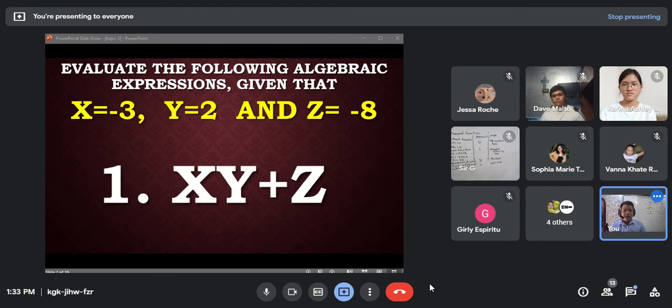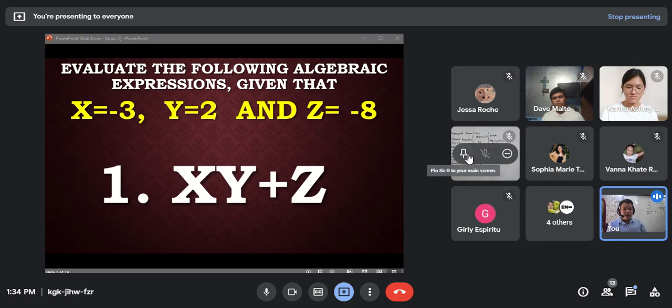May given ako. Ngayon, number 1 is xy plus z. Yan yung mismong algebraic expression. Ngayon i-evaluate daw natin based doon sa given na mga numbers. So, what we are going to do? Ano yung kadalasang ginagawa natin dito? Okay, so andun yung word na substitution method. Kumbaga, ipapalit kung ano yung given or yung value ng x, ipapalit mo dun sa mismong formula.